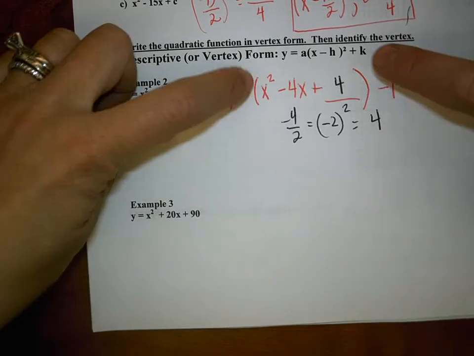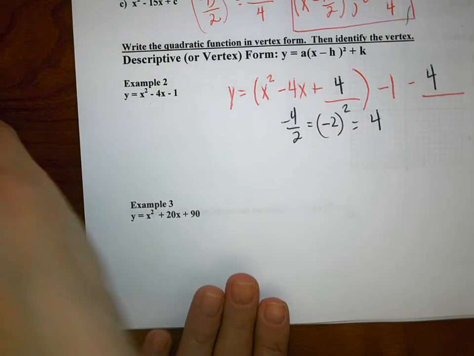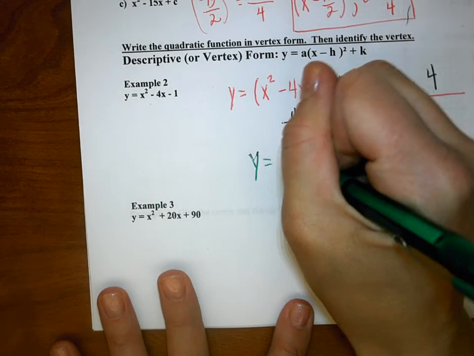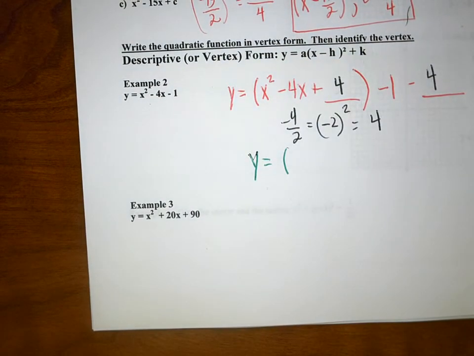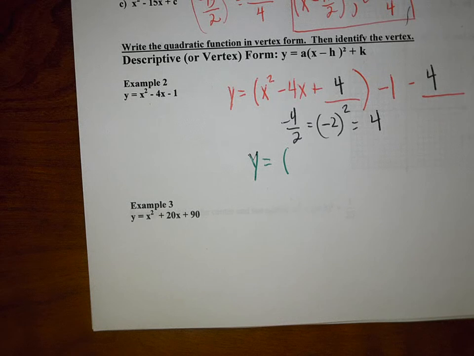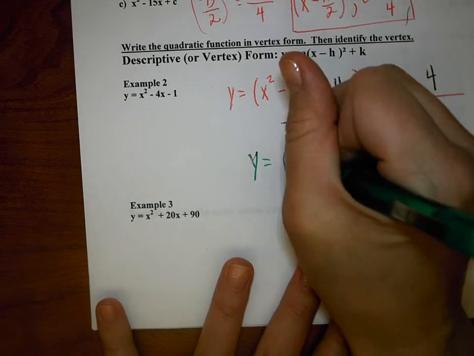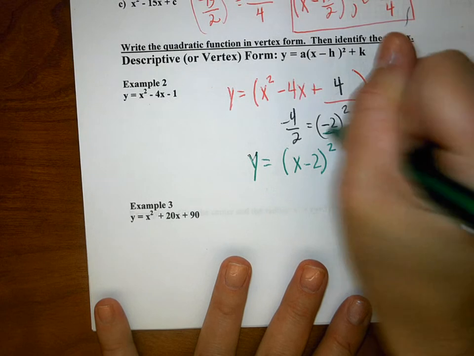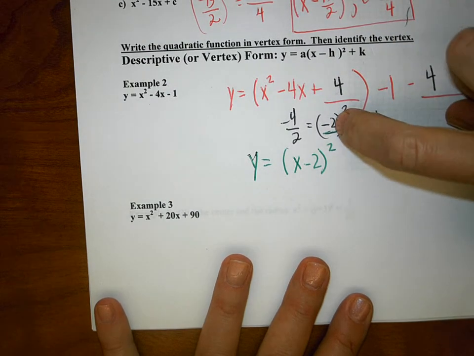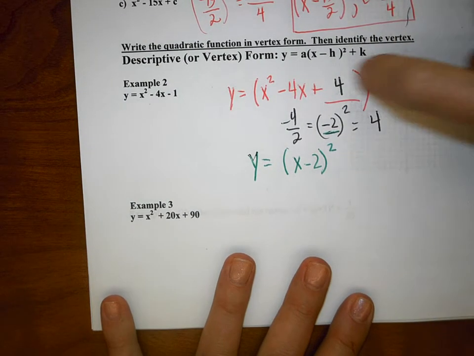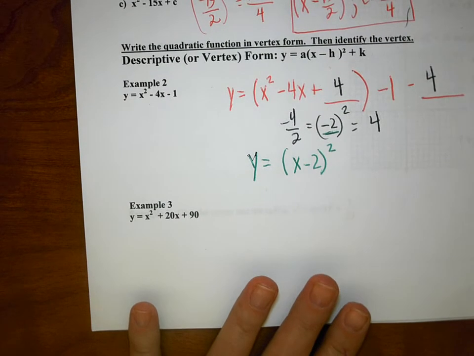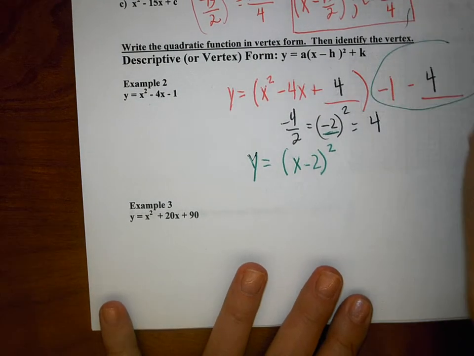Now we want to write this as a square. So when I do that, I'm going to write y equals, and how am I going to write x squared minus 4x plus 4 as a square? X minus 2 squared. Remember that your square is always that -2. If you wanted to do the diamond method with that, you could, but you'd end up getting x minus 2 squared. And then you're just going to simplify what's at the end.